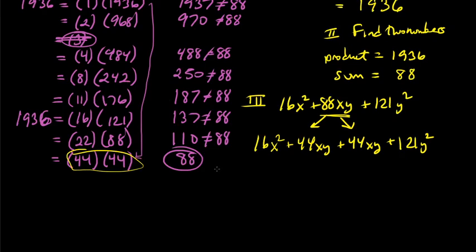So the fourth and final step here is to factor by grouping. Remember how that works? We split this up and we factor the first 2 terms. 16 and 44 are divisible by 4.